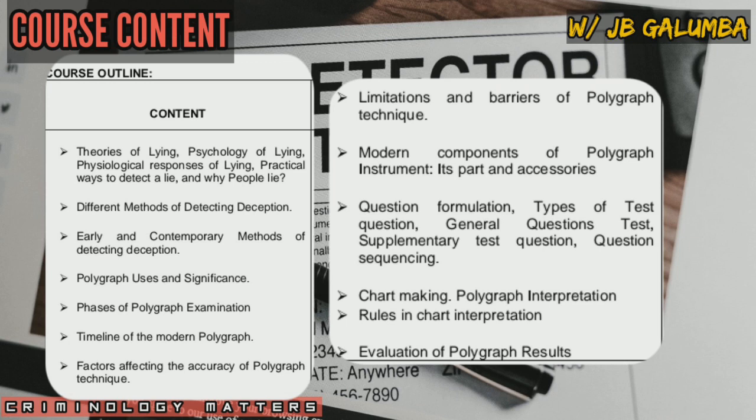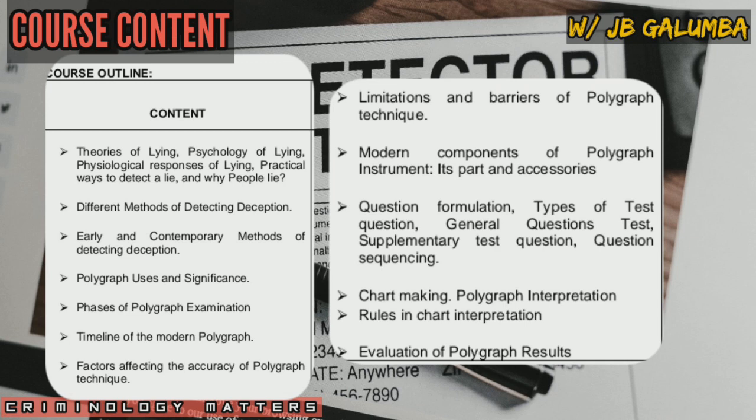accuracy of the polygraph examination will definitely increase. We have also the rules in chart interpretation as part of the topic that I just discussed. Then we have the evaluation of the polygraph results. These are all part of the last phase of the polygraph examination, where you're going to try to figure out already whether the person shows some symptoms of guilt or none.